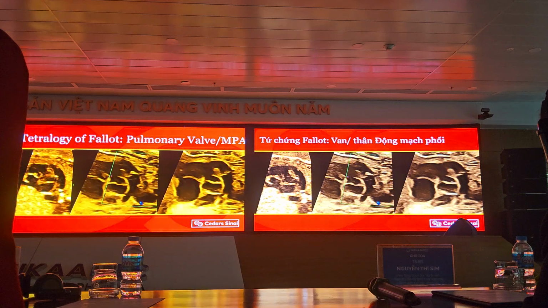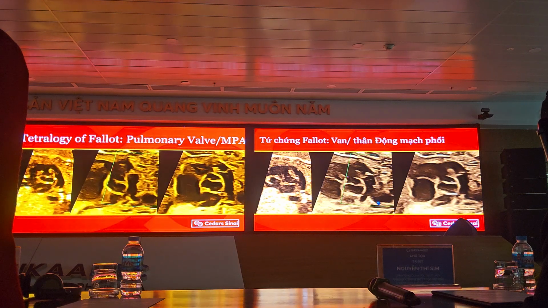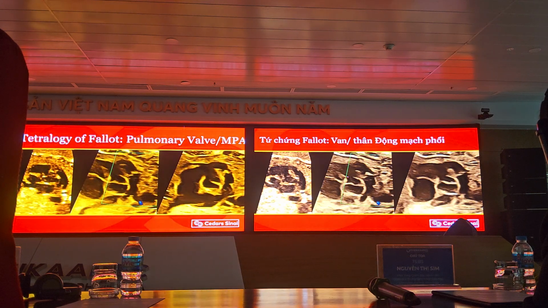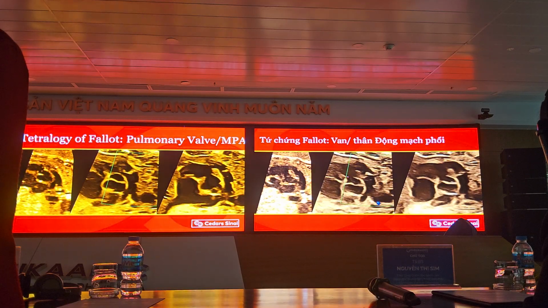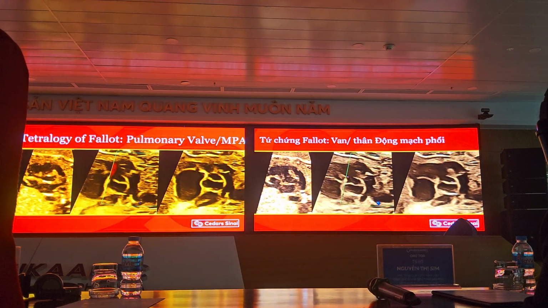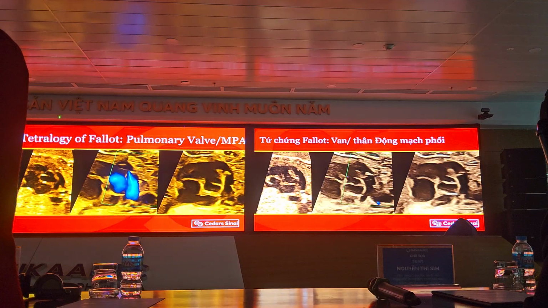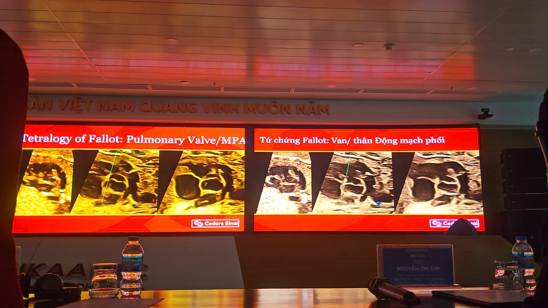If you look at this leftmost image, you can see the aortic valve is much bigger than the pulmonary valve. That should be your first clue that something's abnormal, because the pulmonary valve should always be at least as big as the aortic valve of the fetus. In this case, the aortic valve is much bigger.